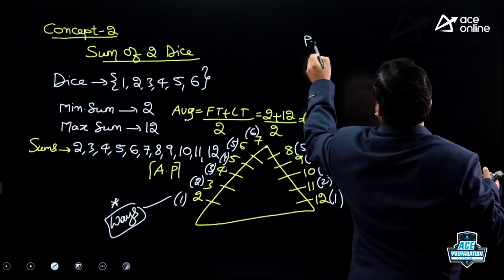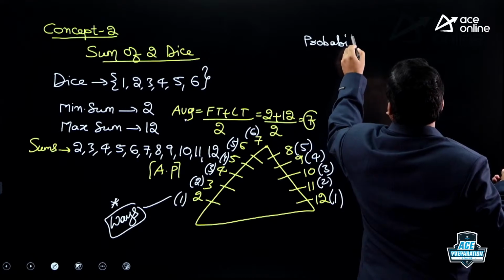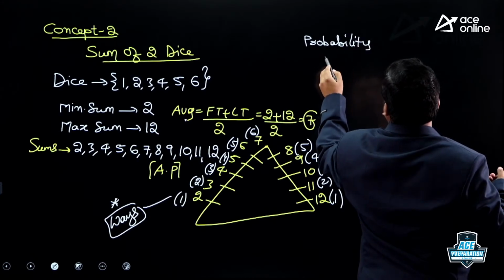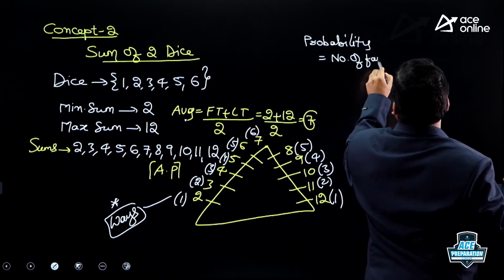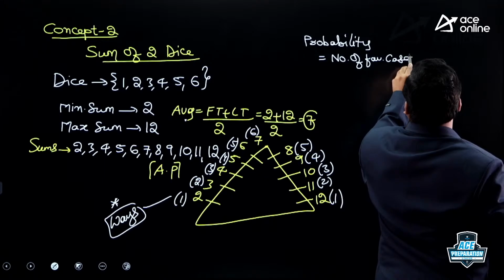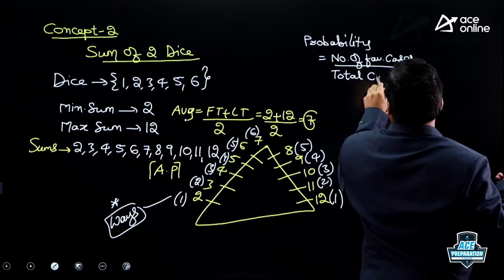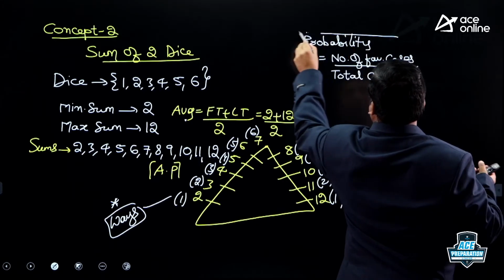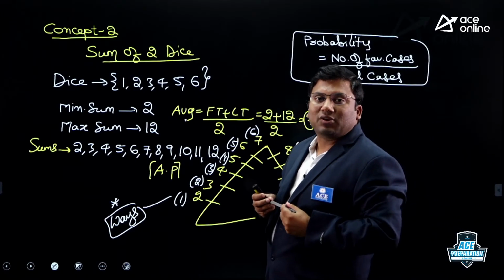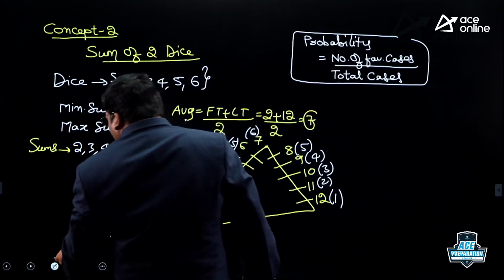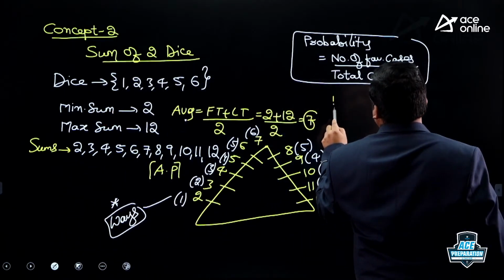Probability is defined as number of favorable cases by total number of cases. Very, very important. Otherwise, you will take a lot of time. Now see here, 4 to 5 questions which we will solve. Easily you will get it, sir.